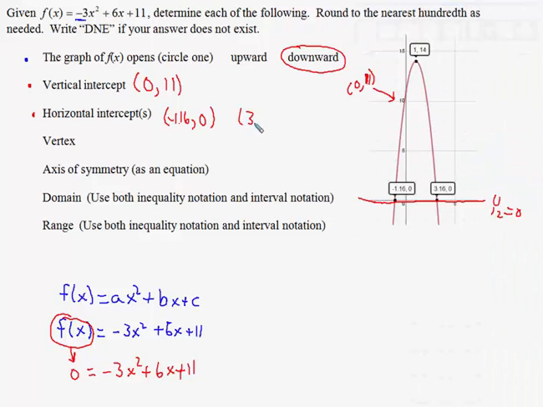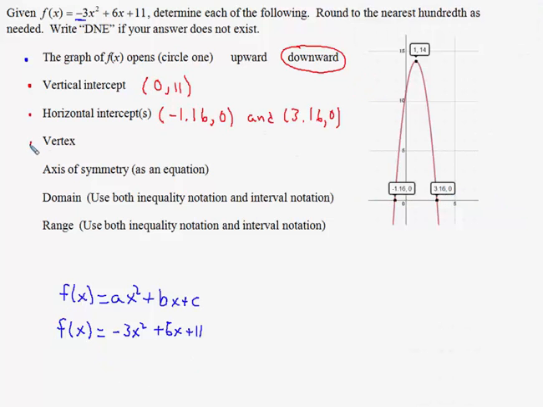So 3.16 is another x value that would give me an output of 0. And now I'll move on to the next question, which is the vertex. The vertex is the highest point on the parabola. Had our graph opened upward, the vertex would be the lowest point of the parabola.